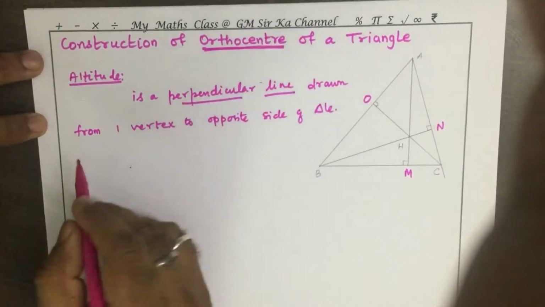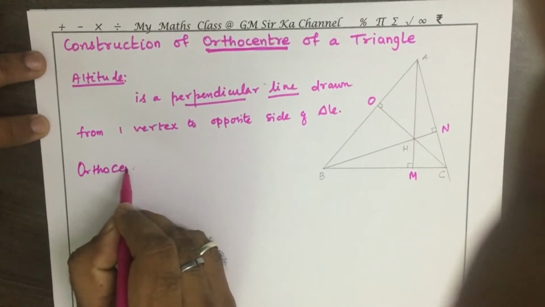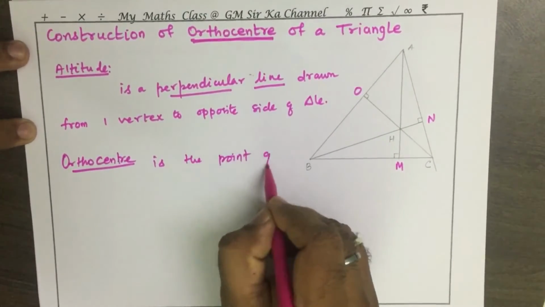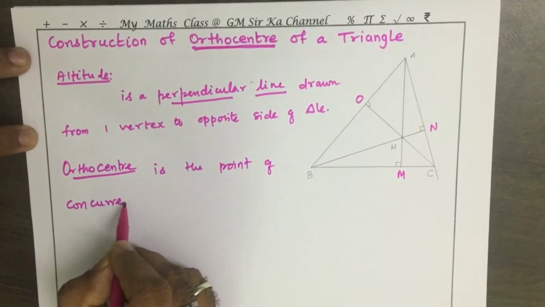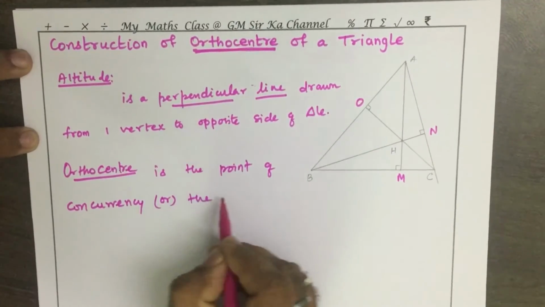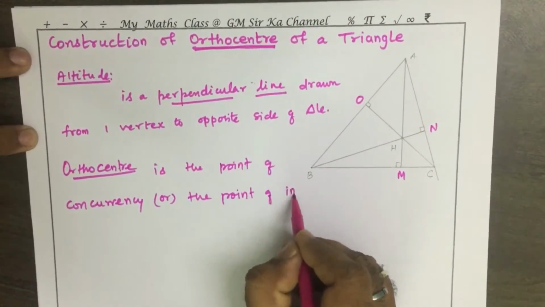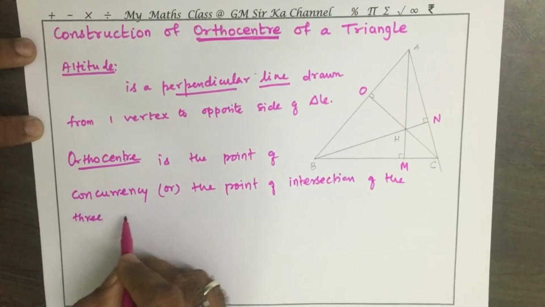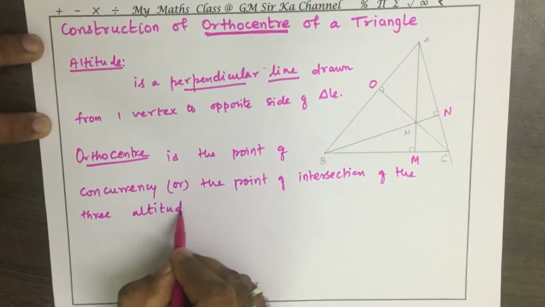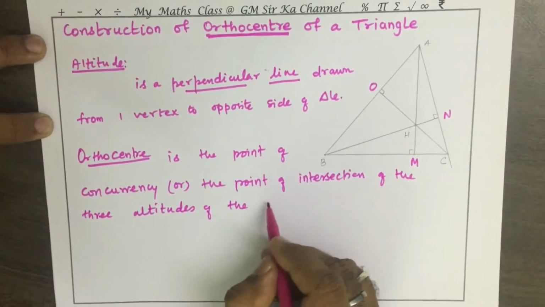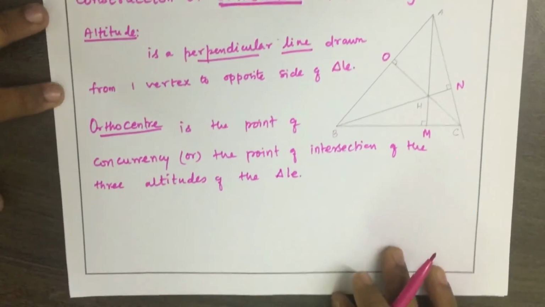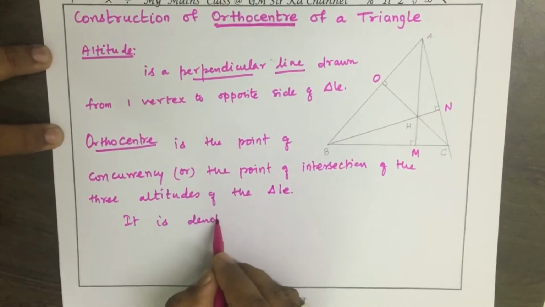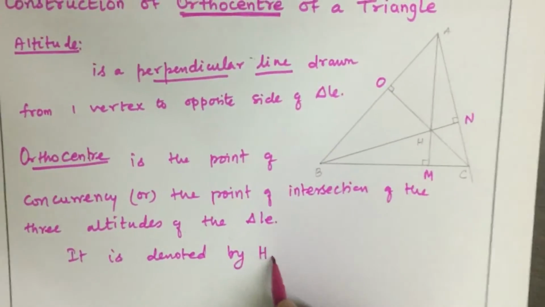And what is orthocenter? Orthocenter is the point of concurrency or the point of intersection of the three altitudes of the triangle, and it is denoted by capital H of the English alphabet.